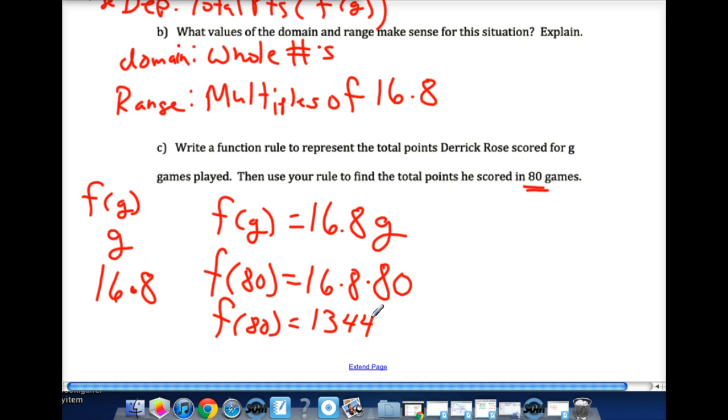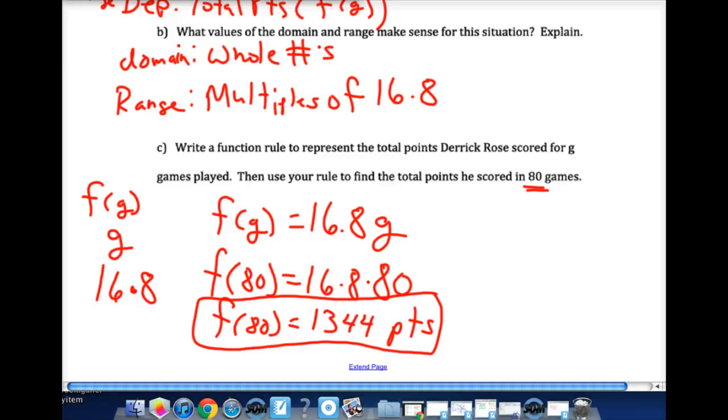Label it. Not points per game. I think that's total points for the season. Does everybody agree that's his total? Guys, his rookie year, he scored 1,344 points in 80 games. Guess what his average was? 16.8. You guys are geniuses.